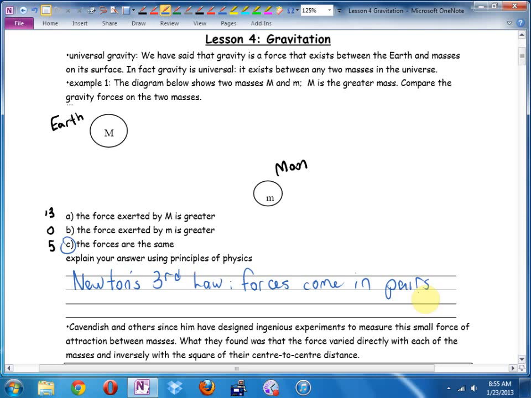Coal is pulling back up on the Earth with exactly the same magnitude, except our basic definition of force is what times what? Mass times acceleration. Who has a bigger mass, the Earth or coal? Huge mass. How much acceleration will the Earth actually experience? Zero.